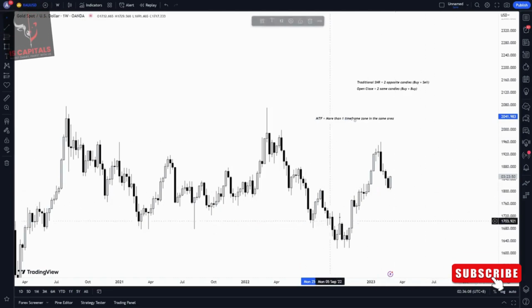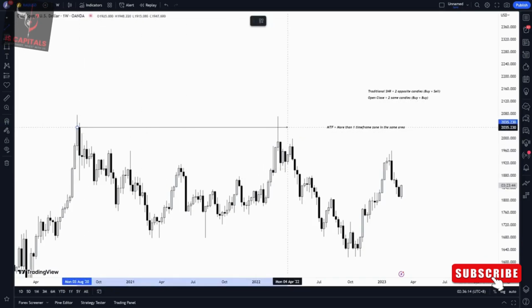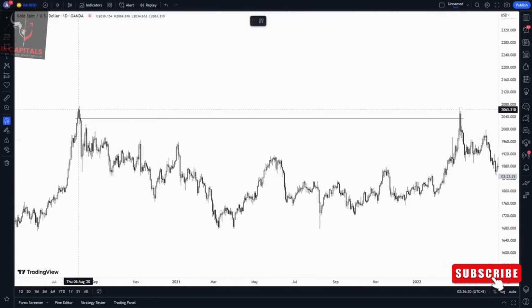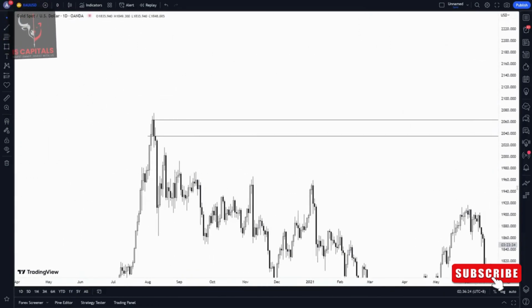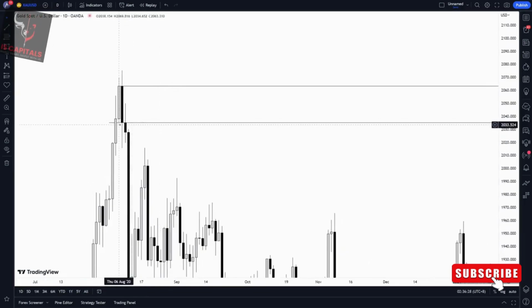More than one time frame zone in the same area. So I'll give you an example. For example, this right here. Weekly, correct? Go to daily. And I'm like, oh, there's a daily right here. Okay, and look, this is the weekly line. In the weekly line, right at it or above can be my MTF.